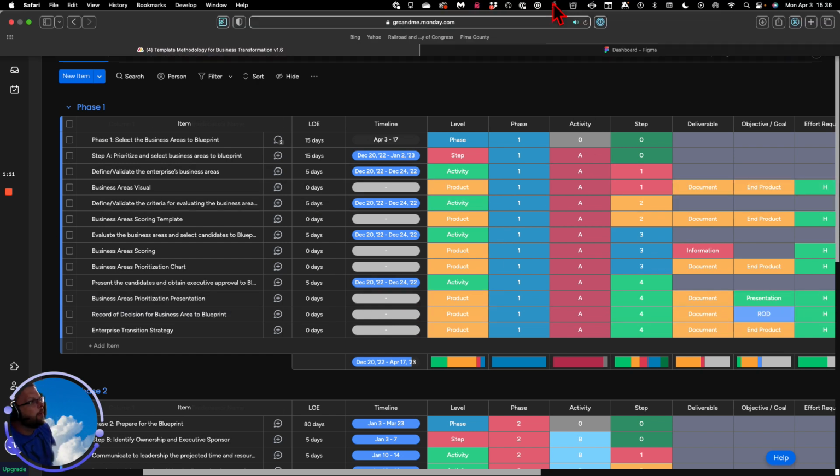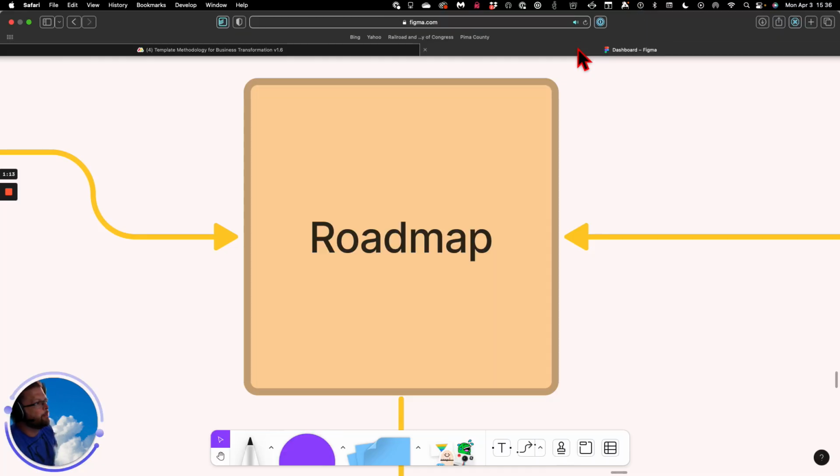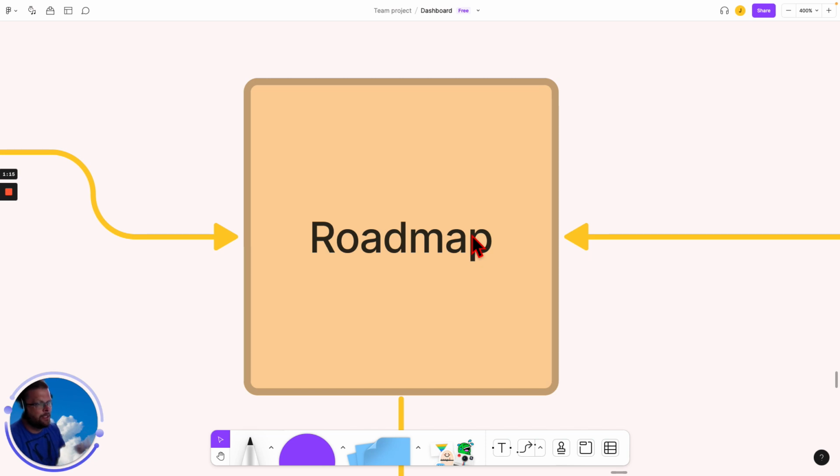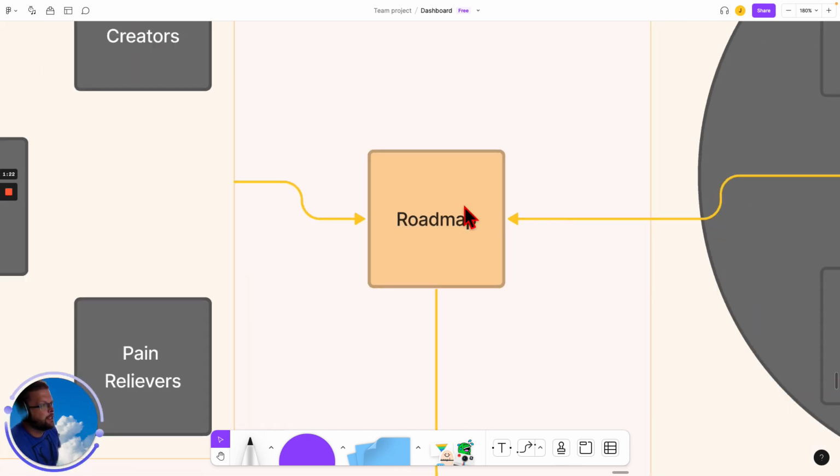Okay, so back to this Figma board, we need a roadmap. Otherwise, we won't be able to move forward. We need to be able to convey what we're doing, how we're doing it, our objectives, our plans, and what's in the way. So we're going to step out.